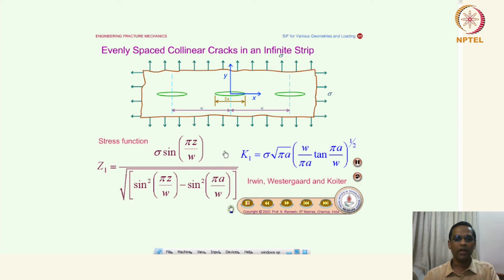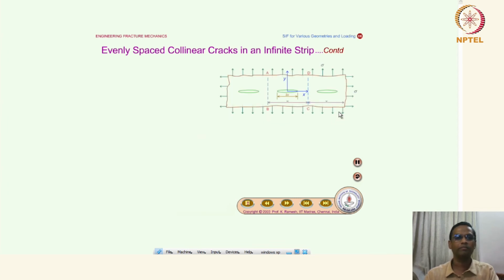The stress intensity factor given for this kind of problem is similar to K1 equals sigma root of pi a. So this, we know, is already there. It has to be multiplied by a factor, a tangent: W by pi a into tan pi a by W, to the power half. So this factor has to be added. Now we will try to understand why it is being added, which is basically provided by Irwin, Westergaard and Koiter. Okay, so we look at the details one by one.